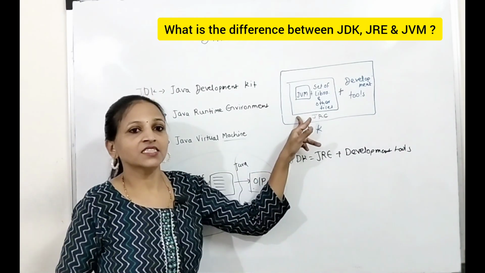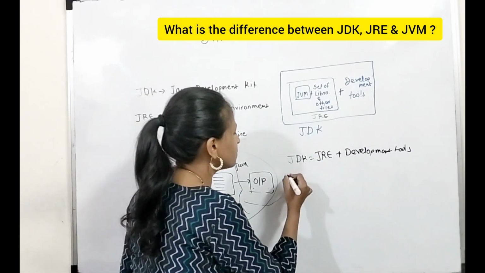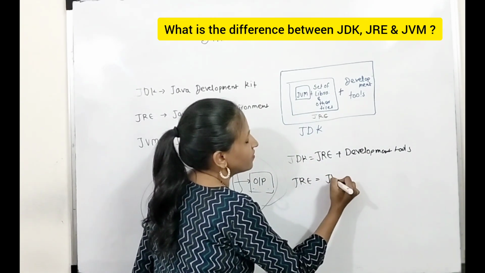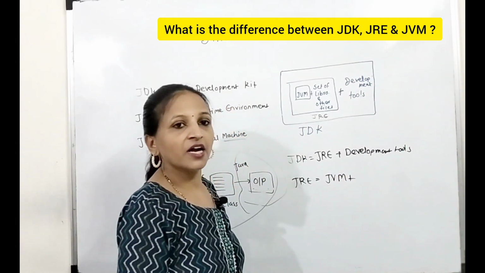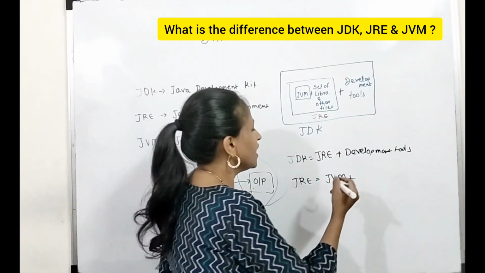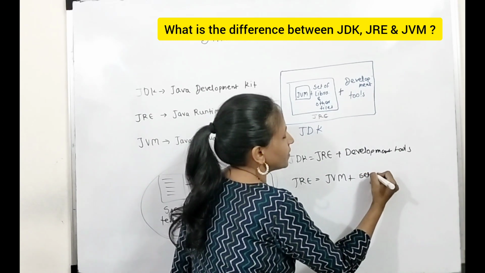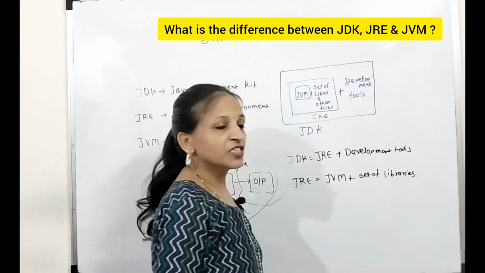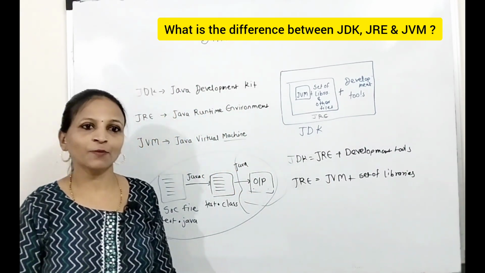JRE stands for Java Runtime Environment, which provides an environment to execute a Java application, not develop. On a client system or end user system the JRE is present. You can write it like this: JRE equals JVM, a very important part of both JDK and JRE, plus some other libraries, a set of libraries which are required for execution of a Java program.